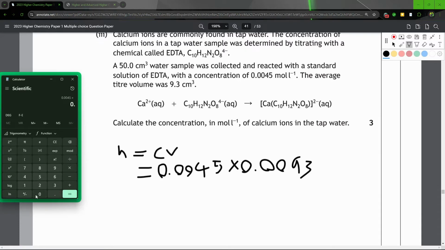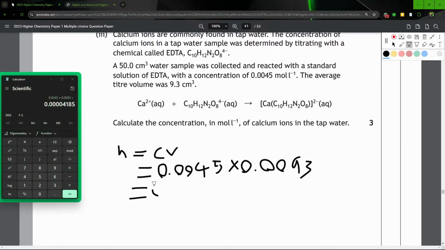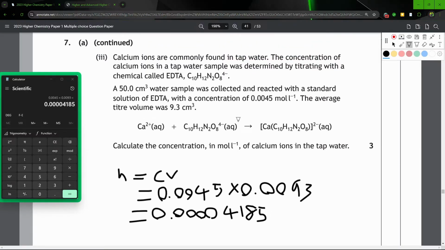And that's a problem with these redox questions, you get these stupid numbers. Look at that, mate. I spend more time writing zeros than I do actually doing the question. There we go. So this is how many moles of EDTA we've used.